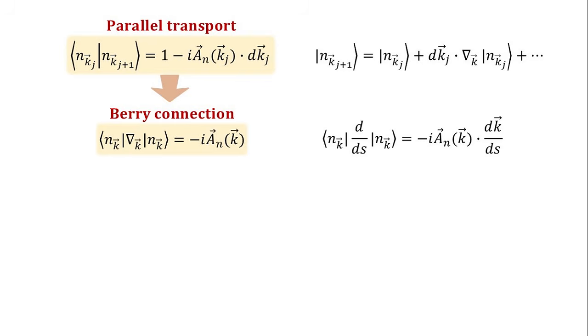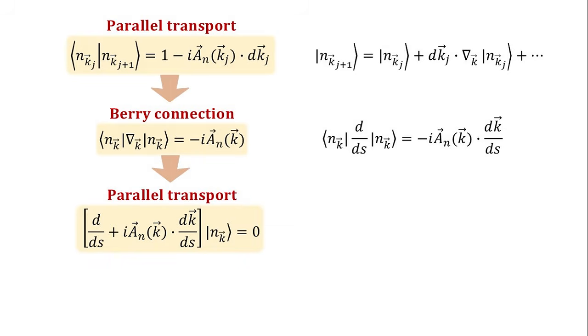Consider that the k vector can be parameterized by a single parameter s. This parameterization allows us to rewrite the definition of the Berry connection in terms of s, as follows. From this expression, we can derive a continuous version of the parallel transport equation, which provides a clearer link between the Berry connection and the smooth evolution of the quantum state. This line of reasoning leads us to define the covariant derivative, often denoted as D_s, which generalizes the idea of a derivative to account for the geometric structure encoded in the Berry connection. The condition D_s of the n ket equals 0 becomes the equation for parallel transport.